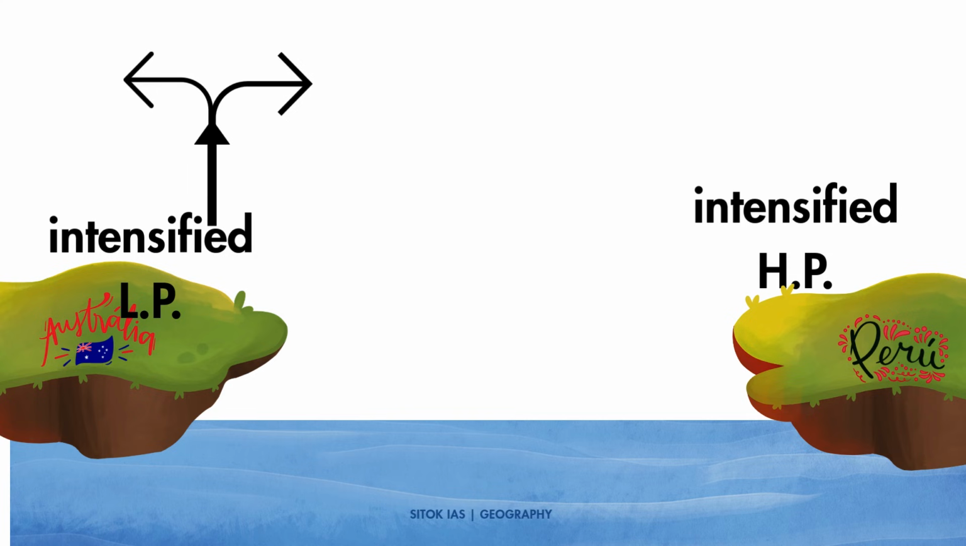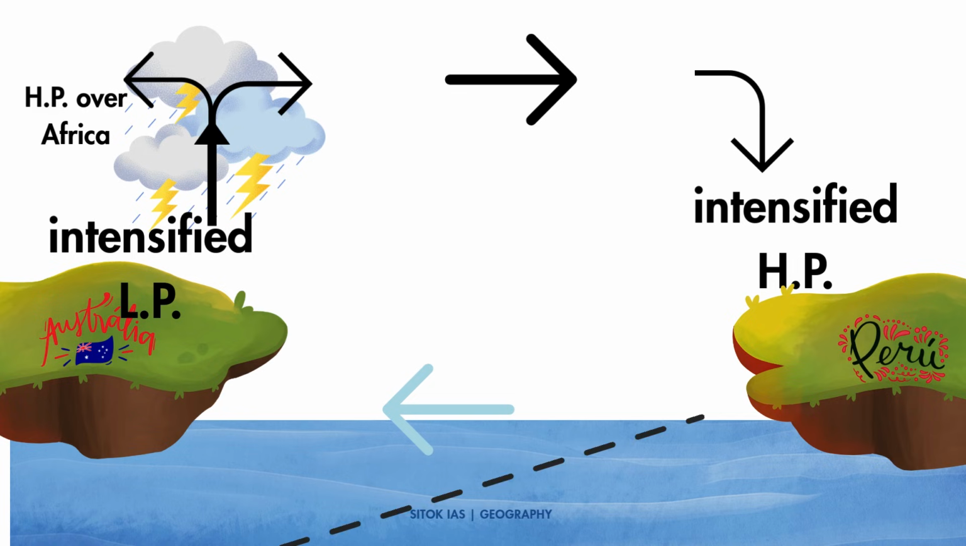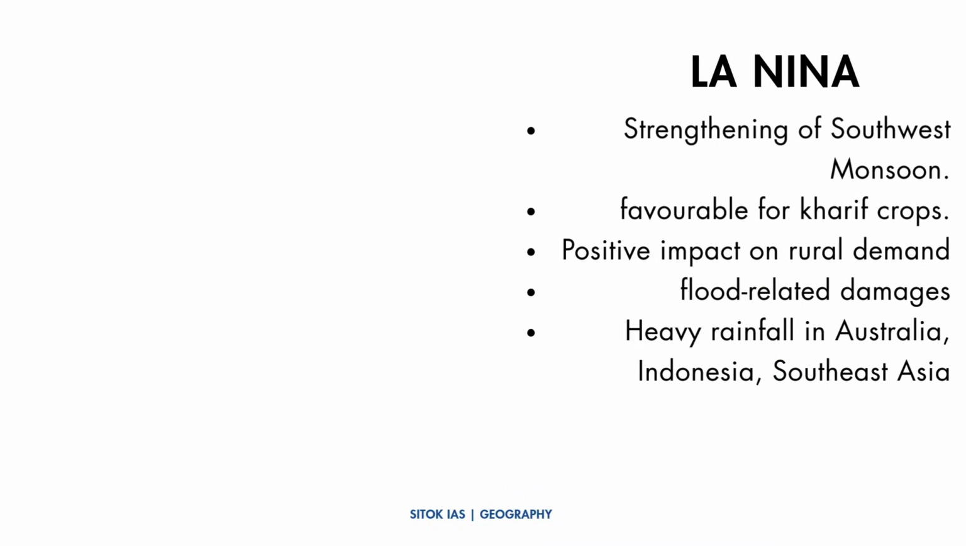The rains in Australia will be massive thunderstorm rains. There will be an increased, intensified low pressure and intensified high pressure over Peru. The winds falling over Peru will be huge, will be massive. The trade winds will not just be strong, it will be very strong trade winds. Even the upwelling will be of a massive scale. Everything intensifies.